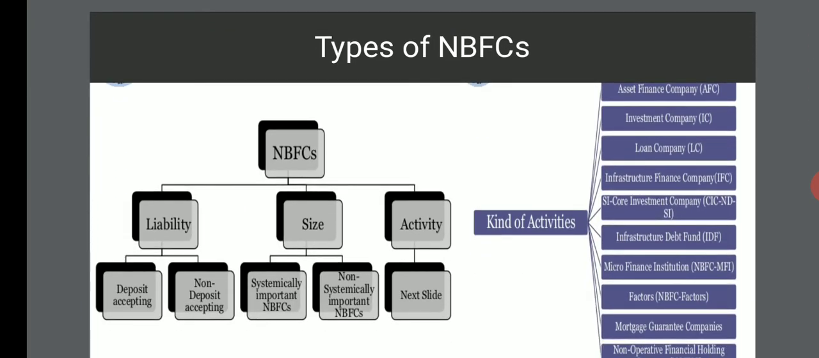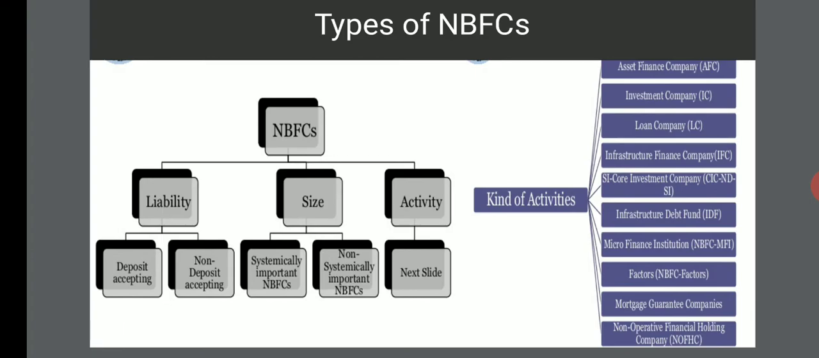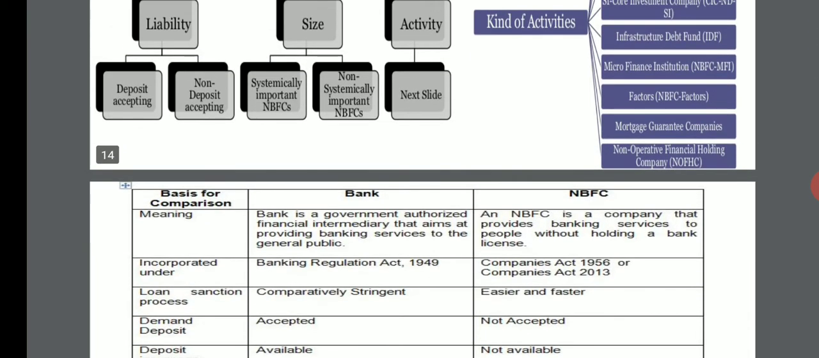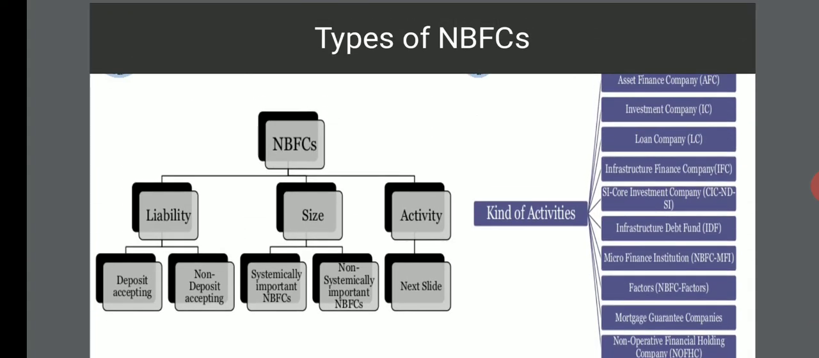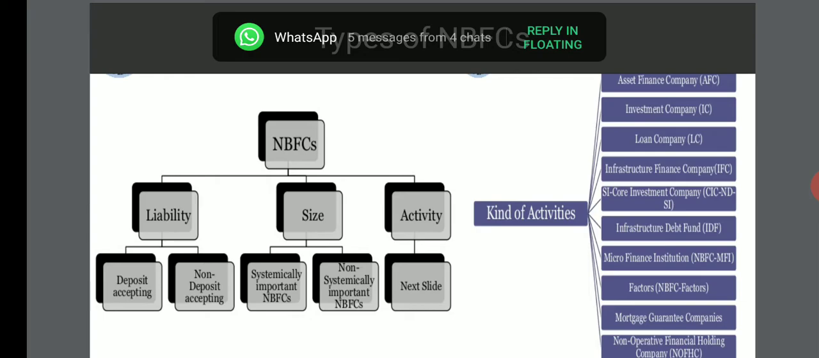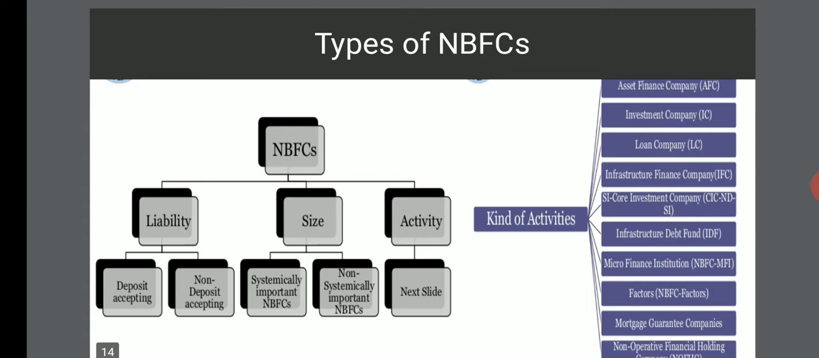What are the types of NBFCs? The types of NBFCs can be divided on three bases: liability, size, and activity. On the basis of liability, these are deposit accepting and non-deposit accepting. On the basis of size, systemically important NBFCs are the NBFCs which are too important, too big, that if they fail, then the economy will be in trouble. Non-systemically important NBFCs are small NBFCs.